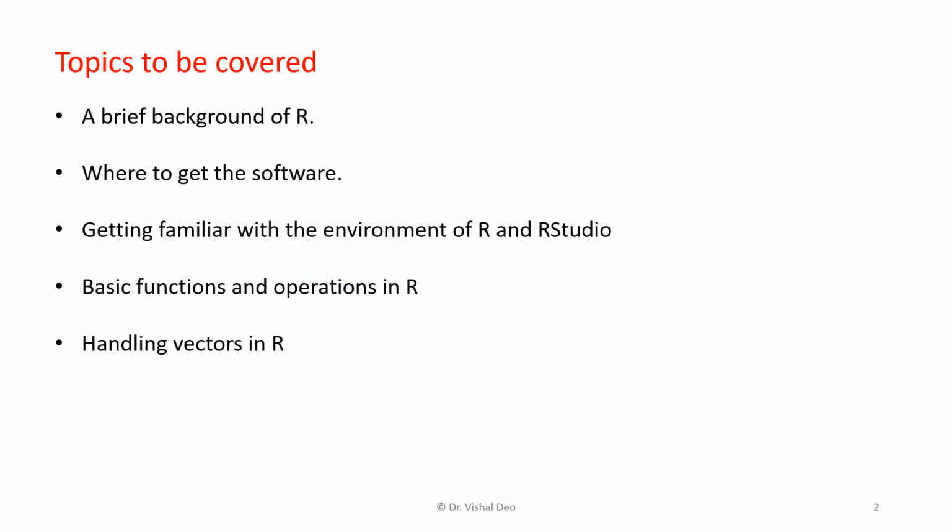And in this lecture I'll be covering these topics. First I'll be giving a brief background of R, where to get the software, and getting familiar with the environment of R and RStudio. Then I'll move on to talk about some basic but very useful functions and operations in R. And then we'll start with the R objects, where the first kind of object will be vectors. We'll see how to define vectors, how to use vectors for computations, and how to index elements of vectors, and so on.